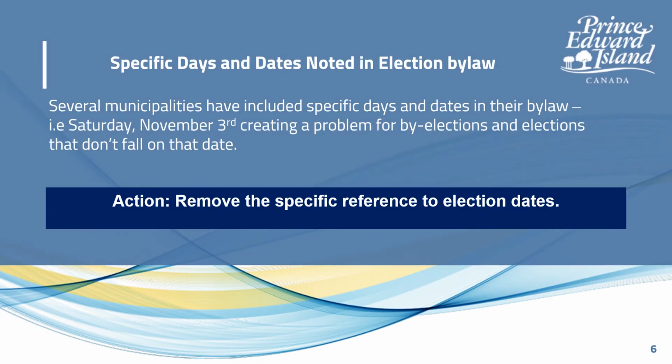Specific days and dates noted in election bylaw. Several municipalities have included specific days and dates in their bylaw. For example, Saturday, November 3rd, creating a problem for by-elections and elections that don't fall on that date. Suggested action is to remove the specific reference to election dates.